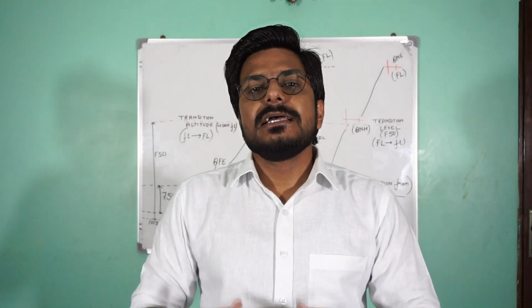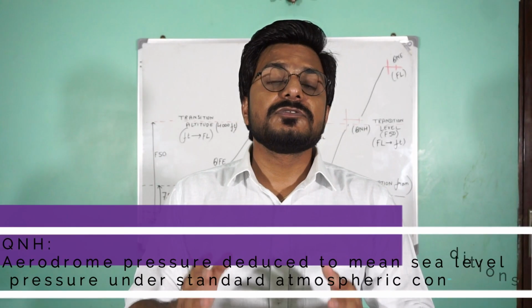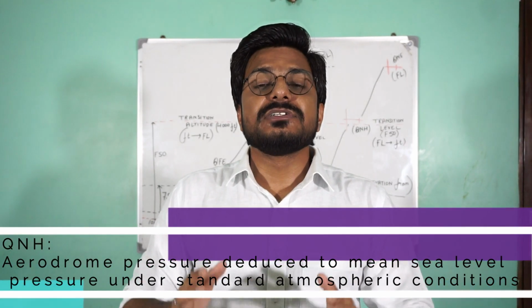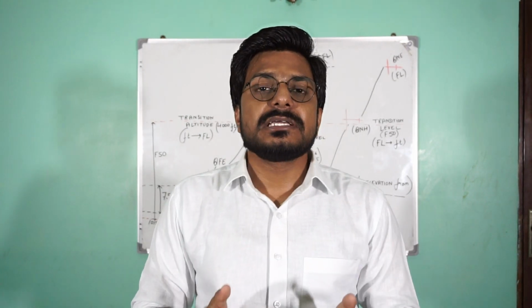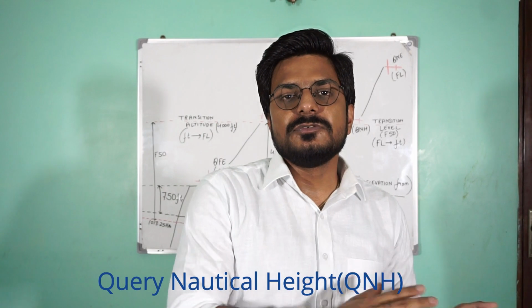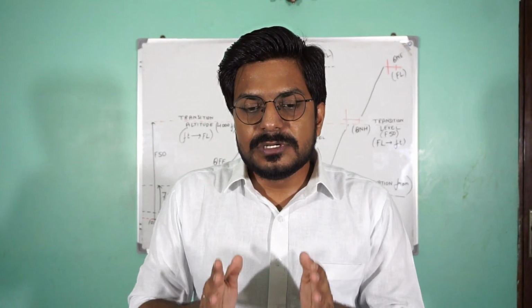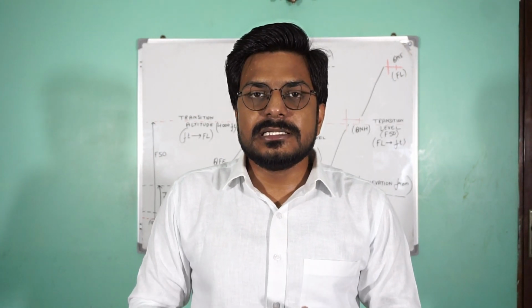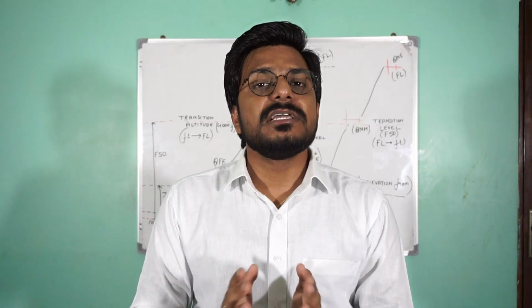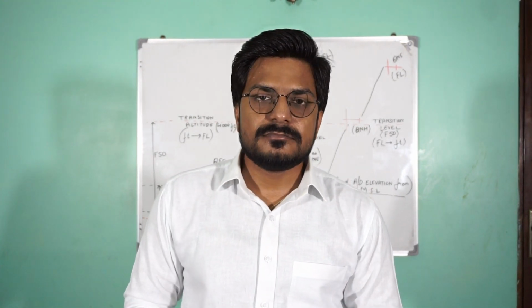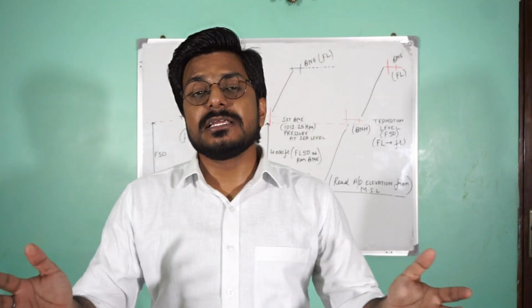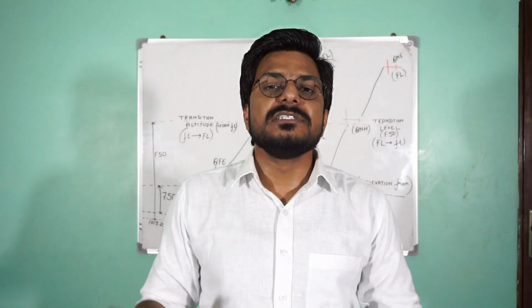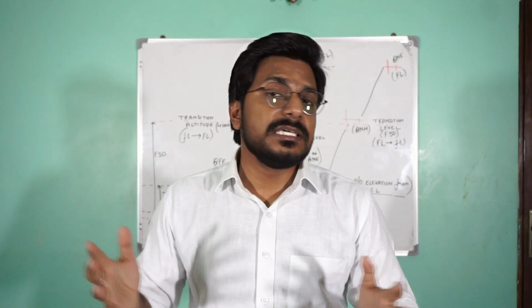So what is QNH? It is the aerodrome pressure reduced to mean sea level as per the standard atmospheric condition. QNH is Query Nautical Height. If you set QNH and you are landing, then when you land at the airport, the altimeter will read the elevation of the airport from mean sea level. So these are the definitions of QFE, QNE and QNH. You can see them on the screen and note them down.